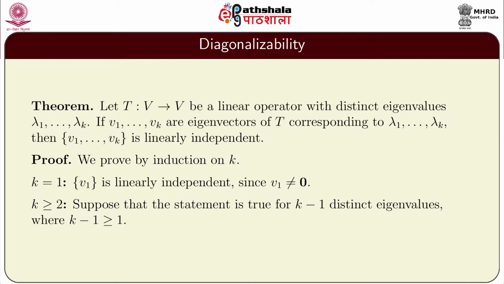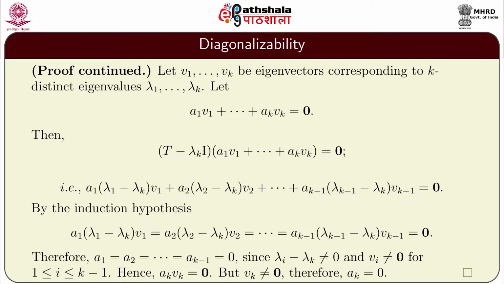Now suppose that k is at least 2 and that the statement is true for k minus 1 distinct eigenvalues, and obviously k minus 1 is at least 1. Let V1, V2, ..., Vk be eigenvectors corresponding to k distinct eigenvalues lambda 1 up to lambda k. Take a linear combination of V1, V2, ..., Vk, namely a1 V1 plus a2 V2 etc. up to ak Vk, and suppose that is the 0 vector.